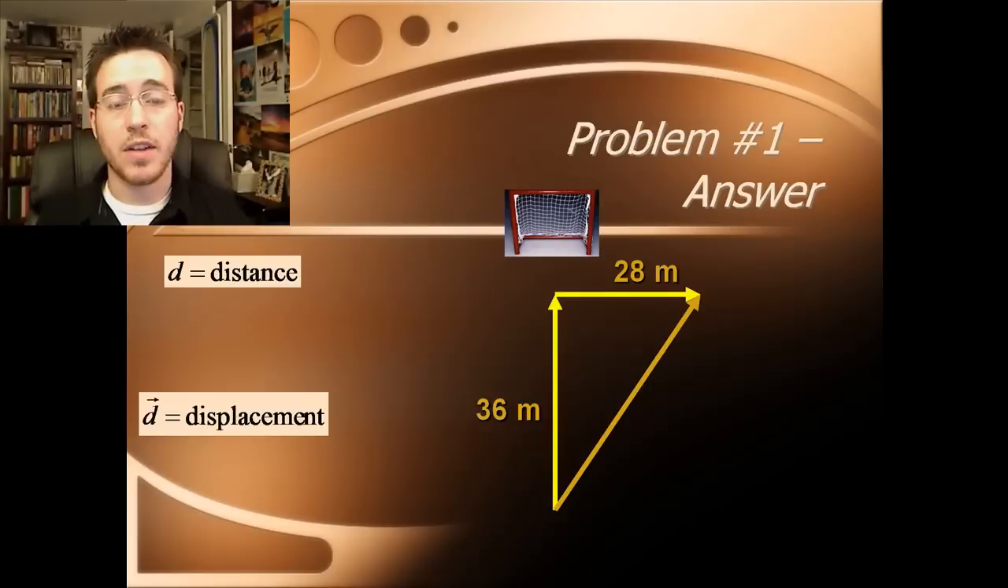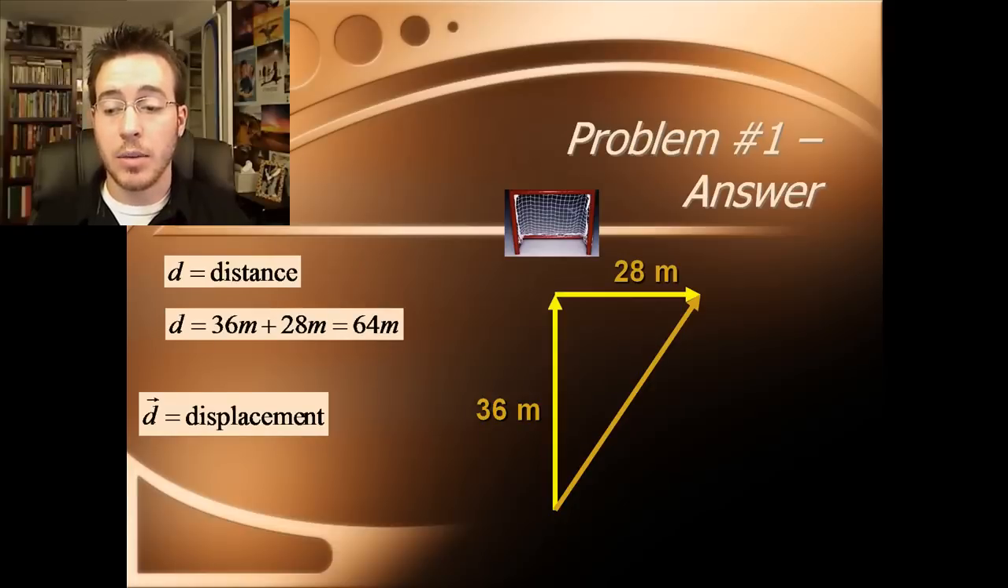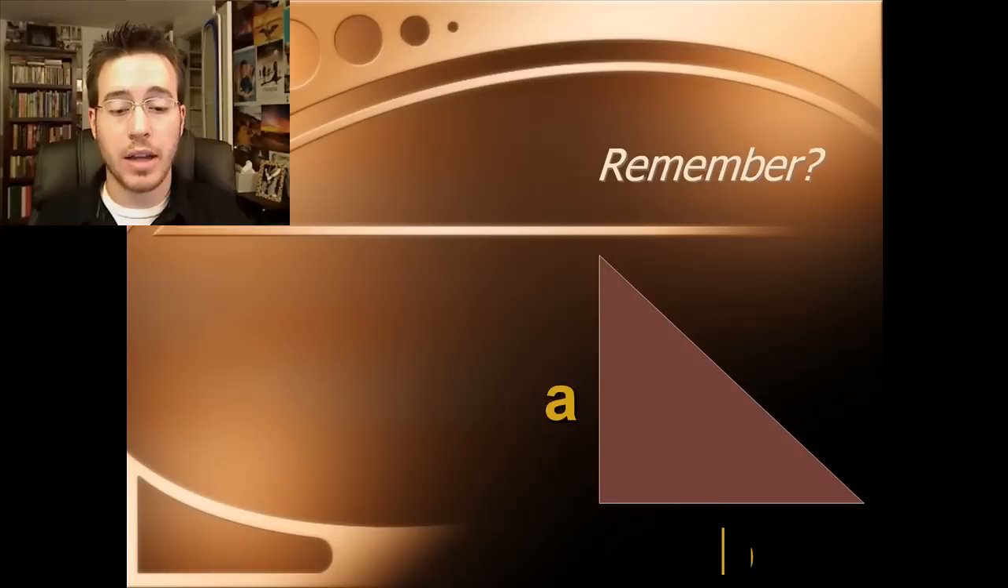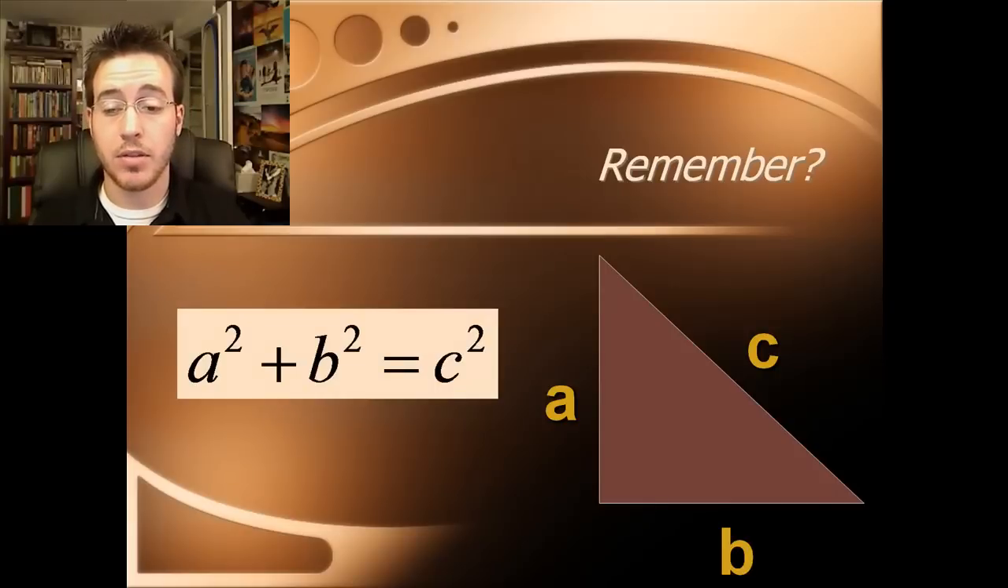Finding distance is going to be fairly easy. All we need to do is add the 36 meters to the 28 meters and get a total distance. That'll be 36 plus 28 meters will give us 64 meters. That was an easy one. Okay. The second question, you should know this because we've been going over this in class, but you need to use the Pythagorean theorem. Remember, anytime you have a triangle with sides A, B, and C, and a right angle, that's important. It has to be a triangle with a right angle. You can go ahead and use the Pythagorean theorem to find the hypotenuse.